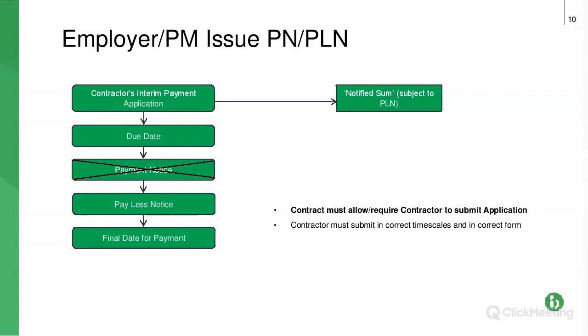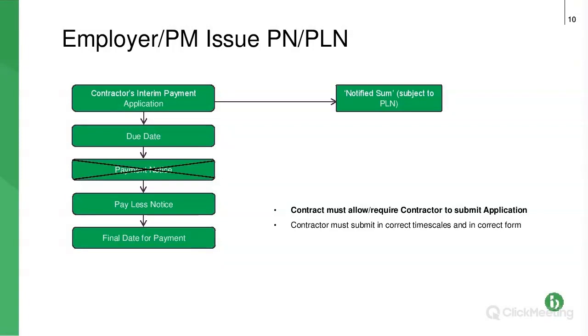So we can see that they haven't issued the payment notice. If they issue the pay less notice, then that becomes the sum that is paid. That is the amount, that's the check. Because as we saw at the start, the pay less notice always trumps all of the other notices. Remember these two little bullet points to the right-hand side at the bottom.